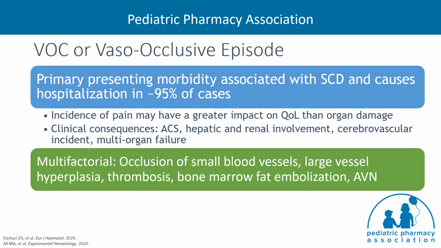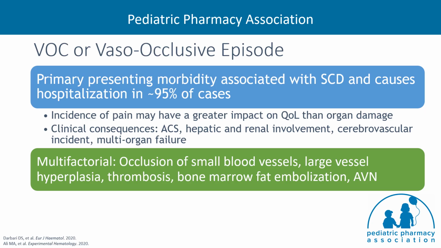When we think about vaso-occlusive episodes, this is our primary presenting morbidity associated with sickle cell disease, and it causes hospitalization in about 95% of patients who are ill enough to present to the ED or primary care. The incidence of pain may have a greater impact on a patient's quality of life than organ damage does. And clinical consequences of these episodes include acute chest syndrome, hepatic and renal involvement, cerebrovascular incidents, as well as multi-organ failure. And they're really multifactorial in nature.